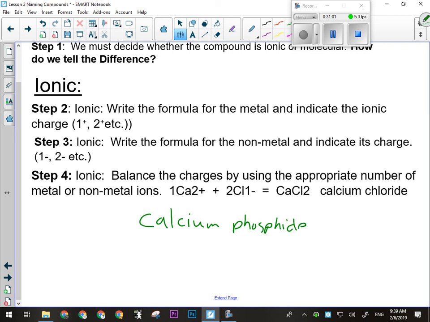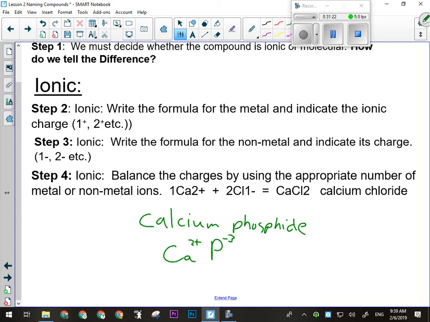Okay, so they've given me the name calcium phosphide. My first step is that I write the formula for calcium and indicate its charge, 2+. I get that off my periodic table. Then I write the formula for the nonmetal and I indicate its charge. Phosphorus has a charge of -3.